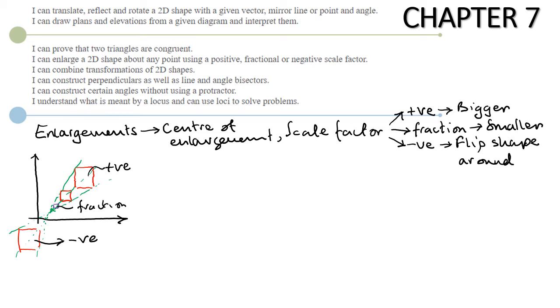So that's everything you need to know about enlargement. We've gone through this bit here, and we've also gone through this here. Combining transformations is basically doing one followed by the other. So we've got some other stuff here: plans and elevations, congruent shapes, and loci and constructions.